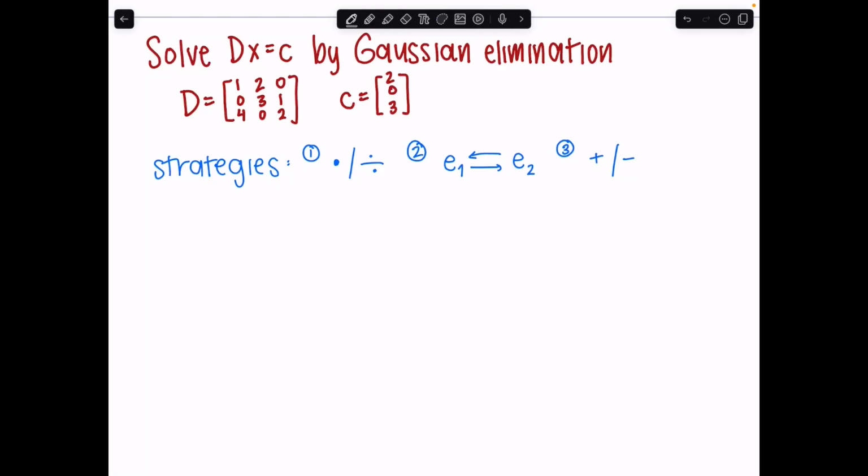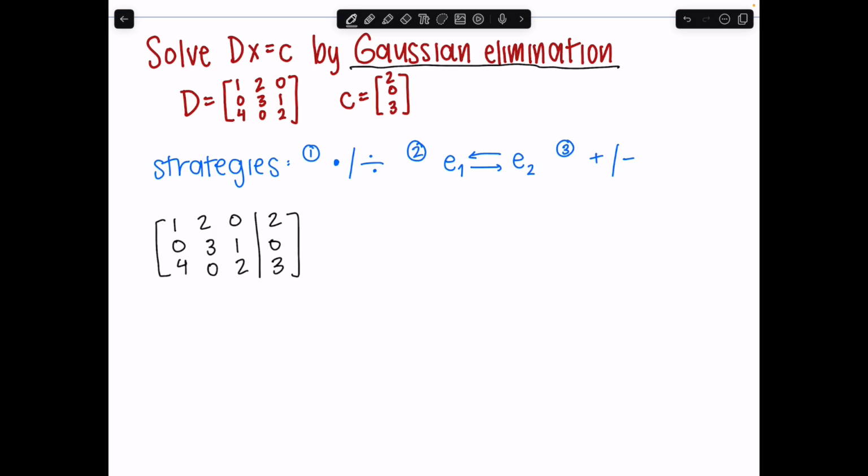In this video, we are going to be solving Dx = c by Gaussian elimination. So let's take a quick review of what Gaussian elimination is. We'll start by setting up an augmented matrix of D and c, and let's do that now. So that'll look like this. We'll put the matrix D on the left, add a line in the middle to separate them, and put the vector c on the right.